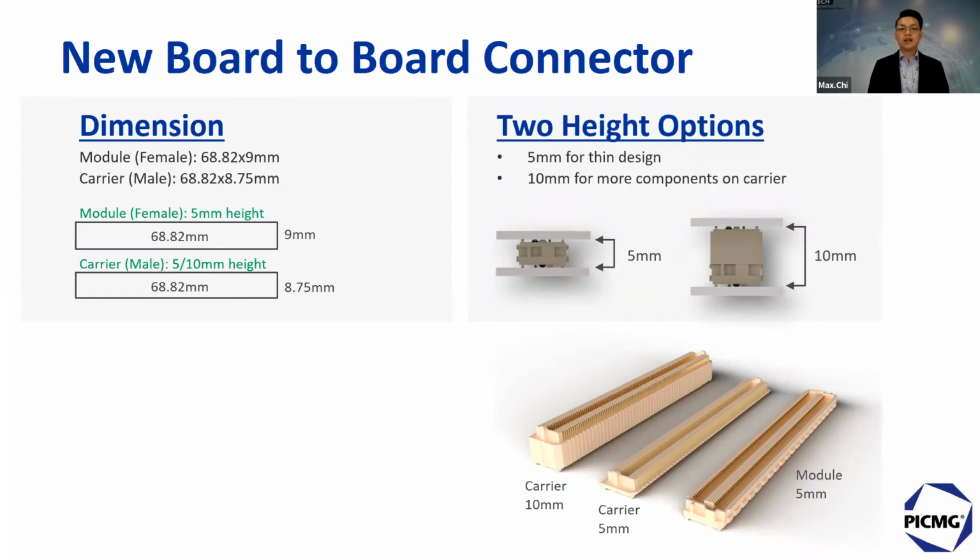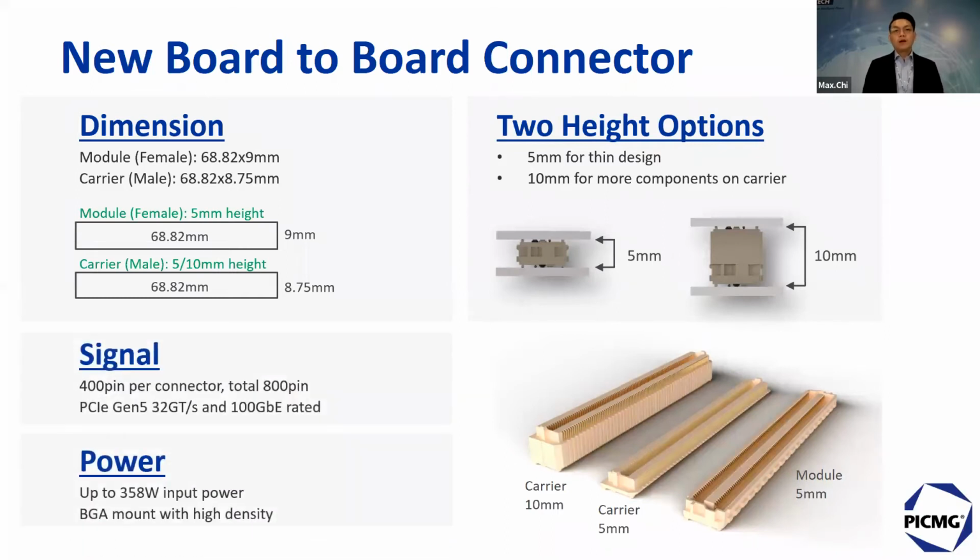As a combination of module and carrier, you have two options. If you want a thin design, you can go for 5 millimeter high. You can also go for 10 millimeter high if you want more components implemented on the carrier. The new board-to-board connector has 400 pins, and the total is 800 pins. Because we have 800 pins, it can support more IOs. The connector itself is also high-speed rated, so it can support higher input power up to 358 watts, and it can also support high-speed IOs with the new generation and new standard IOs.